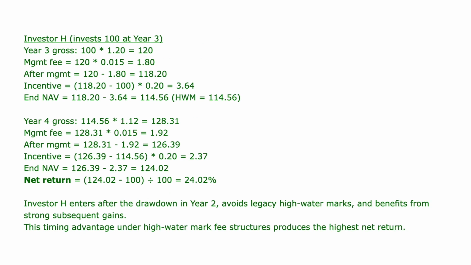Year 3. Strong gains set a new HWM at 114.56, triggering incentive fees. Year 4, NAV after fees again exceeds the HWM, so incentive fees apply. Investor H earns the highest net return, 24.02%, compared to earlier investors. Timing matters under HWM structures. New investors, after a drawdown, avoid old HWMs and can capture higher net returns when recovery occurs.